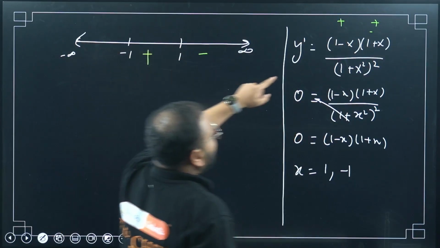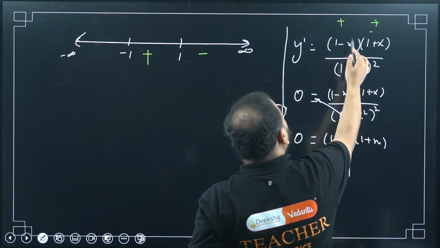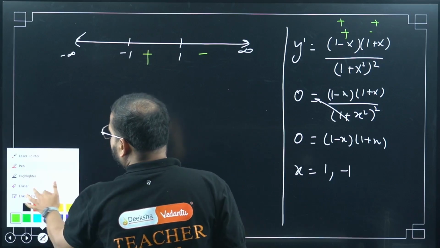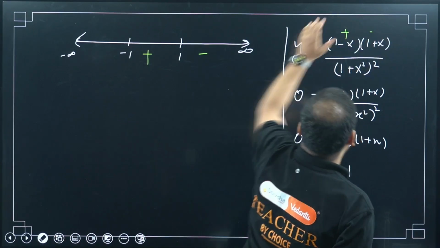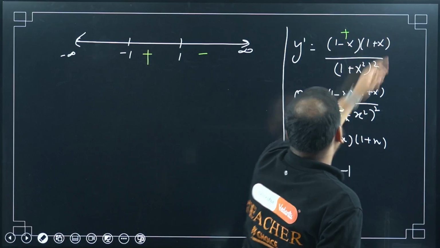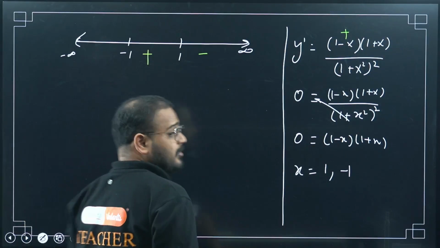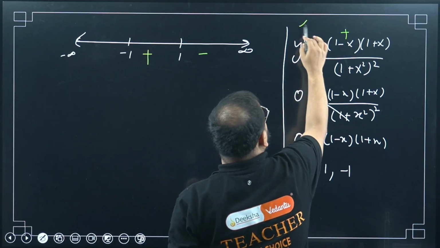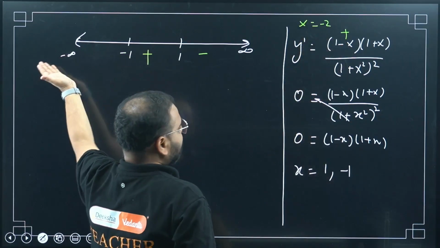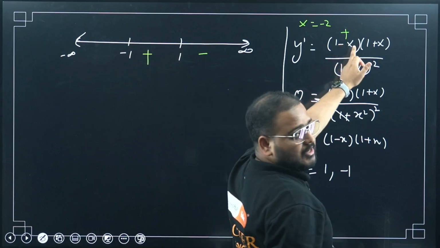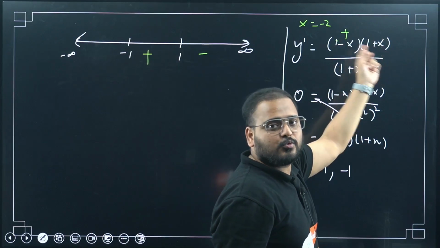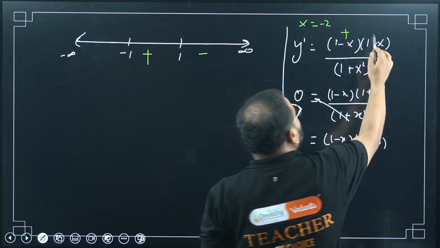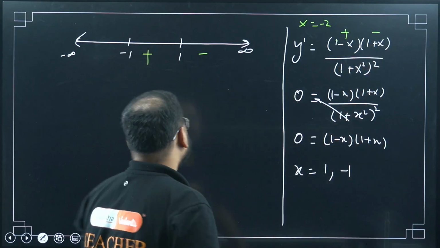Before minus 1, I can take minus 2. If I take minus 2 here, what will become? This will become positive. Correct? Not getting it? I can repeat this. No confusion, I don't want any confusion in this part. First question we are doing, so we can take some time. Take x equals minus 2 on the left side of minus 1. Minus of minus 2 is plus 2. 2 plus 1 is 3, so positive. 1 minus 2 will be minus 1, so negative. Plus into minus is again minus. This will be negative.